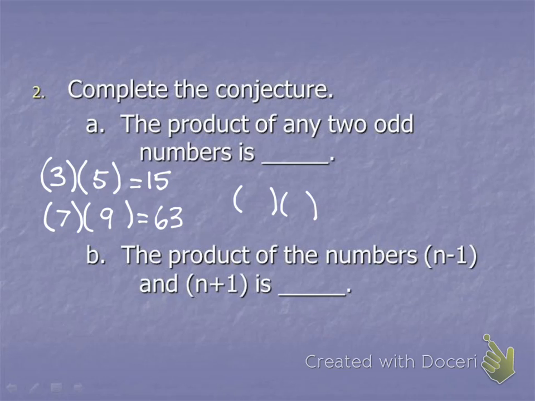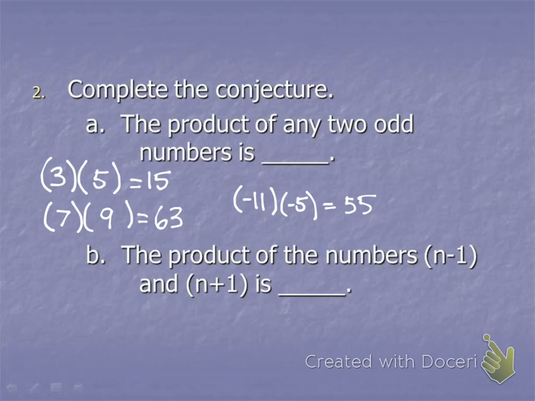Give me more odd numbers. We haven't done any negatives. Someone give me a negative odd number. Negative 11, give me another odd number. Negative 5. Negative 11 times negative 5 is, oops, positive 55. What are you noticing about all of these products? When you're multiplying two odd numbers, your answer is?